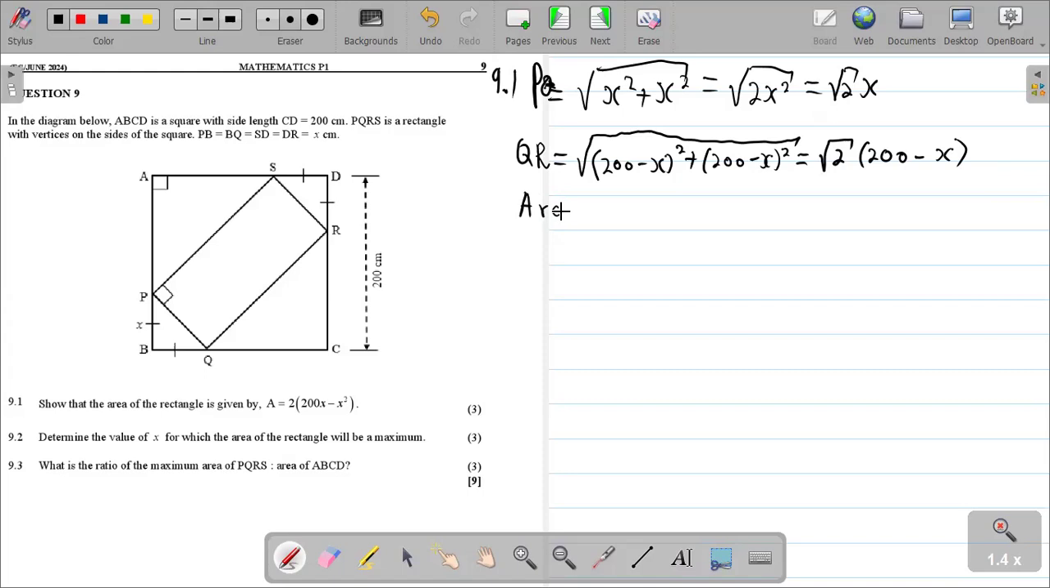Area here will be equal to root 2x multiplied by QR, which is root 2 times (200 minus x). So this is going to be equal to 2, since root 2 and root 2 is 2. Then the x you multiply it here, it's going to be 200x minus x squared.